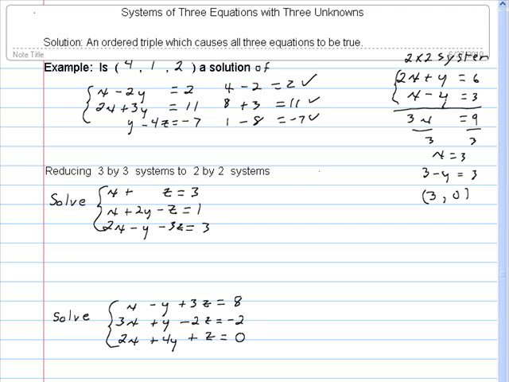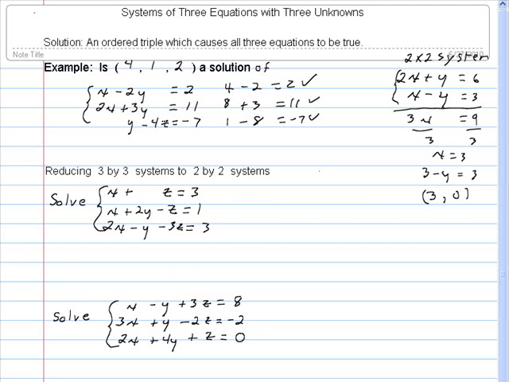So the key to solving a 2 by 2 is to reduce it to a 1 by 1 and solve the 1 by 1. Well, similarly, the key to solving a 3 by 3 is to reduce it to a 2 by 2. So let's take a look at these three 3 by 3 systems and see how we would reduce them to 2 by 2s.